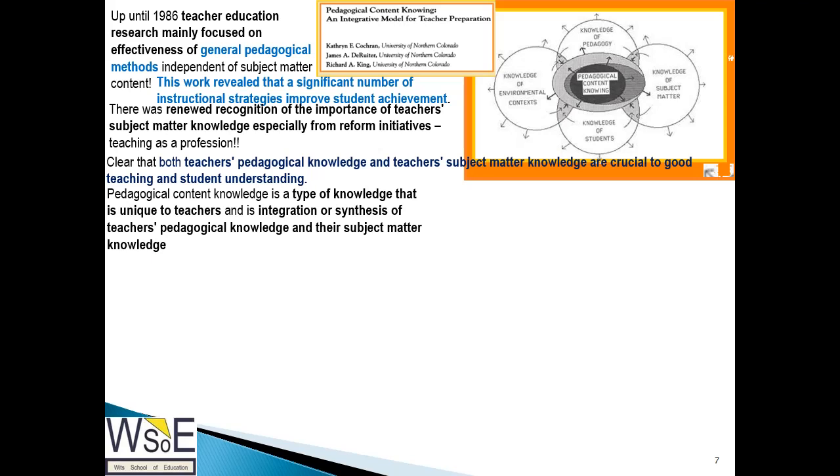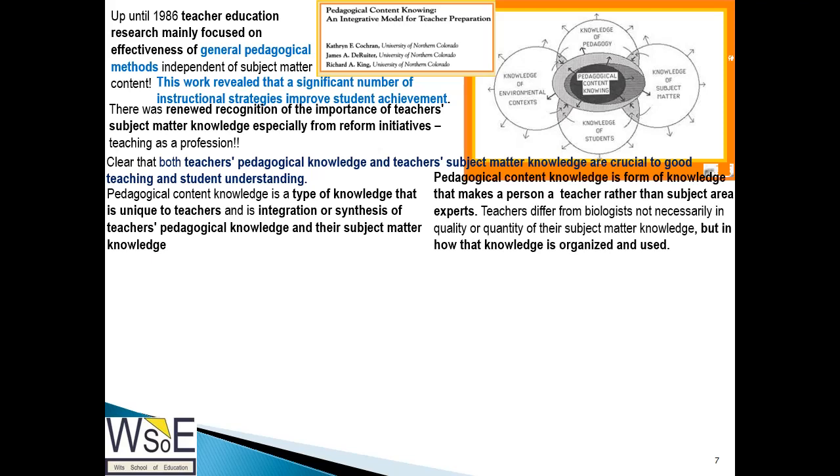So they argued that pedagogical content knowledge is a type of knowledge that is, well, Shulman said this, unique to teachers, as it is the integration or synthesis of a teacher's pedagogical knowledge and their subject matter knowledge. So it's a synthesis, it's coming together, it's a mingling, it's a mixing, it's a transformation of those two knowledge bases.